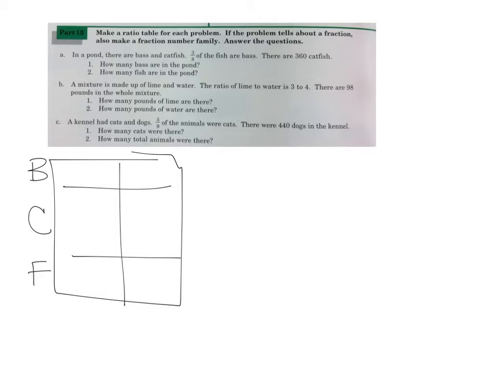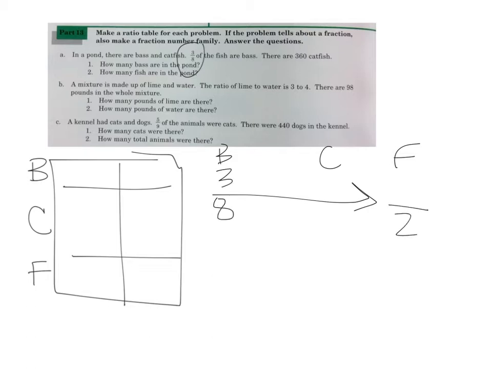So it says that 3/8 of them are bass, and in the instructions it says if they tell us about a fraction, we need to make a fraction number family. So here's my fraction number family. I'm going to have bass, catfish, and all fish, and they told us that 3/8 are bass. I know that my big number is going to be equal to 1, and the bottom number stays the same, so it's going to be 8 on the bottom, which would make it 8 on the top, 8 on the bottom here, because for a number family it stays the same all the way across. And then here I've got 8 minus 3 is 5, so the fraction we're looking for is 5/8 of catfish.